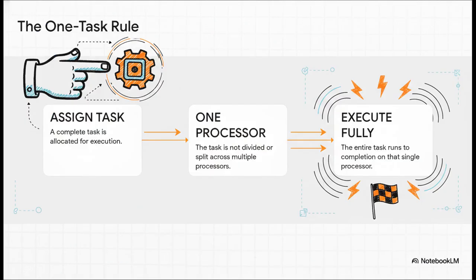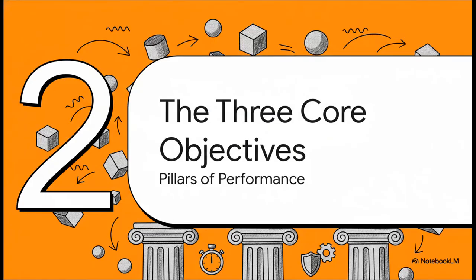And here's that rule broken down into three super simple steps. Step 1, you assign the task. Step 2, it goes to one processor and only one. And step 3, that processor runs it all the way through, completely. That's the whole life cycle. Nice and simple.